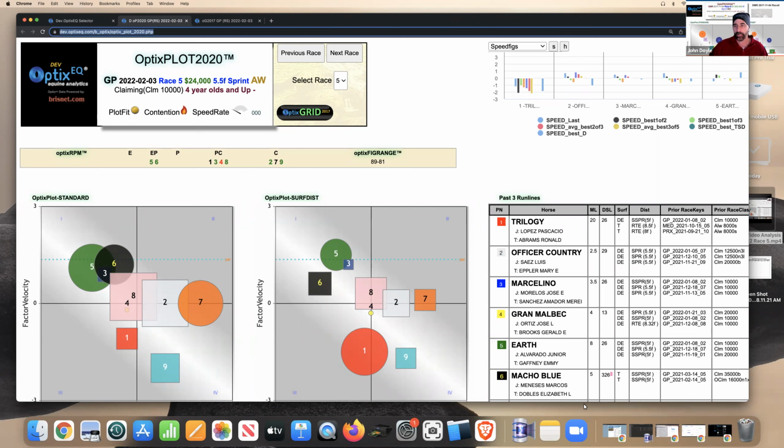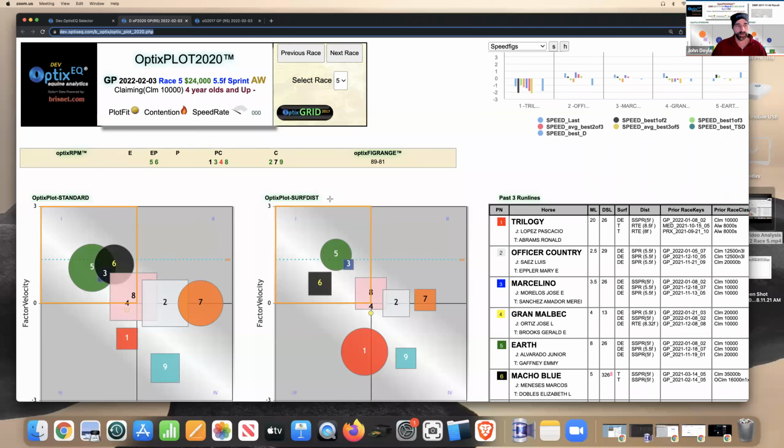So the first thing I want to point out, if you're new to Optix, one thing you see in our introductory videos we talk a lot about is this quadrant 1. This is the box up in the upper left-hand corner. And that's where your horses with the most early speed are. And so in racing in North America, these horses tend to do very well.